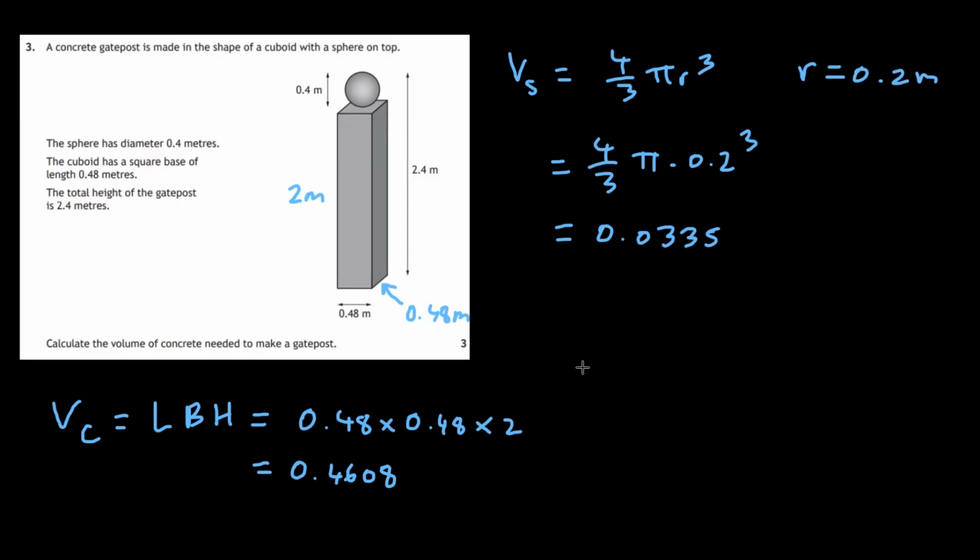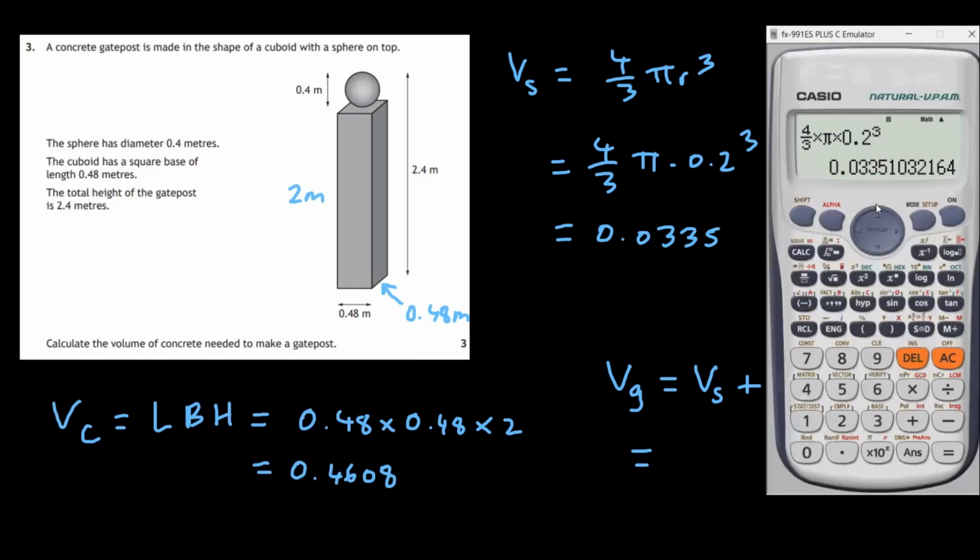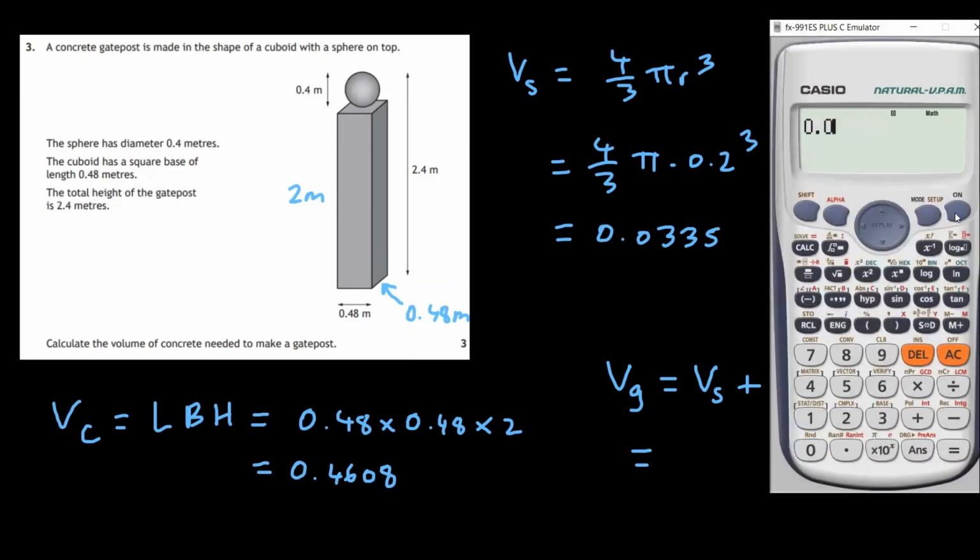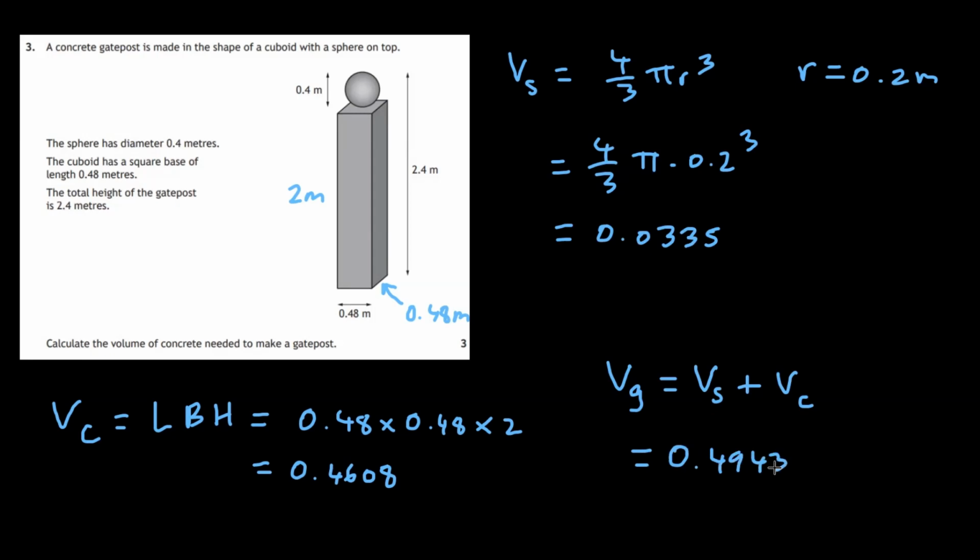And then we just add the two answers together. So total volume. So volume of gatepost is volume of sphere plus volume of cuboid. And then we just add the two together. And that gives 0.4943. And that would be in meters cubed.